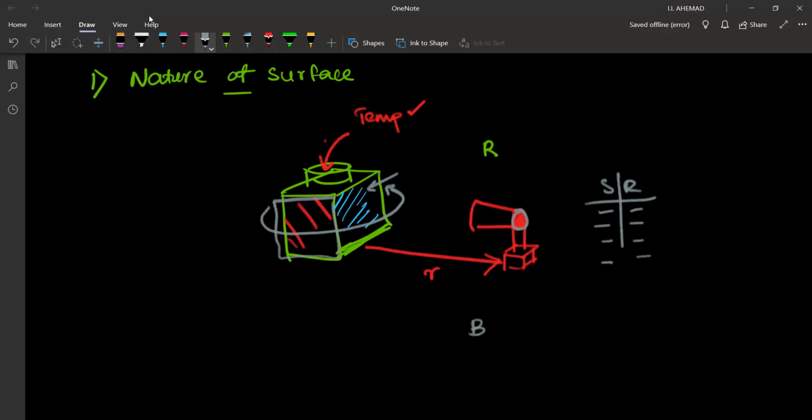The black surface will be the best radiator. Then we have the surface covered with paper, and next the white paint, so the white surface, and finally the polished surface. Is this idea clear?